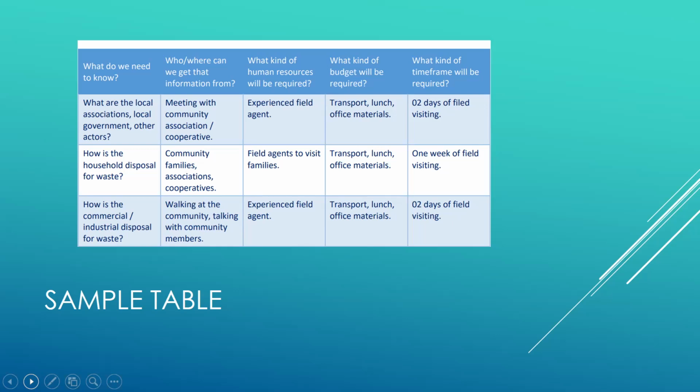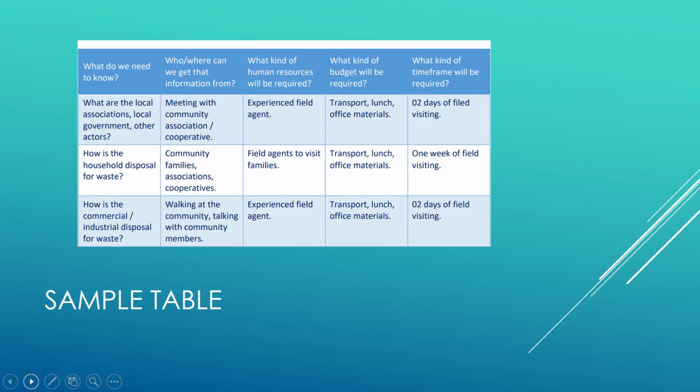Then the next question is, where can we get this information from? Because when we're talking data, you're talking about a lot of questions, really. You're wanting to ask people a lot of questions. So where do we get this data from? You're talking about meeting with the community. Once you have identified the associations and all the other actors, who are those people that you want to talk to? You're talking about meeting with community associations, maybe cooperatives and things like that.